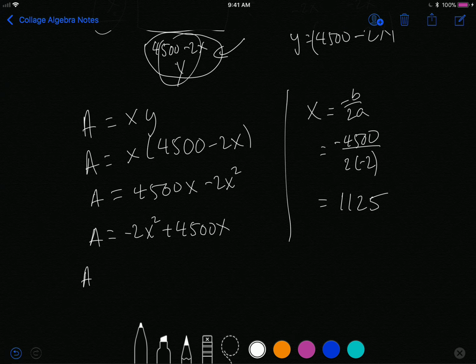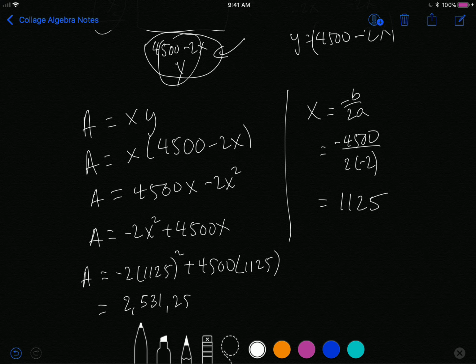Now that I know that x, I just plug it into the area formula. So to find the area, negative 2 times 1125 squared plus 4,500 times 1125, and that gives us the maximum area, in square meters. And that's the maximum area that my friend can fence by adjusting the sides x. Okay, well then, happy hunting.